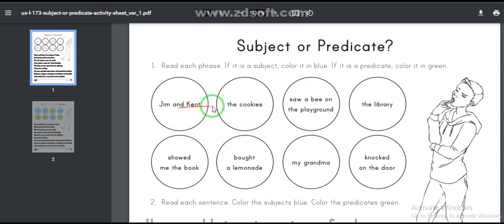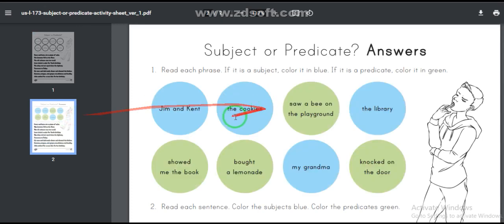Jim and Kent, we have two subjects, so it's compound subject, right? The cookies. The cookies is a subject, it's a name, noun, okay? So a bee on the playground. So a bee on the playground, it's a predicate, right? Why? Because it's a verb, right? I'm talking about an action, so it's a predicate. So as you see in the green, it's the predicate.